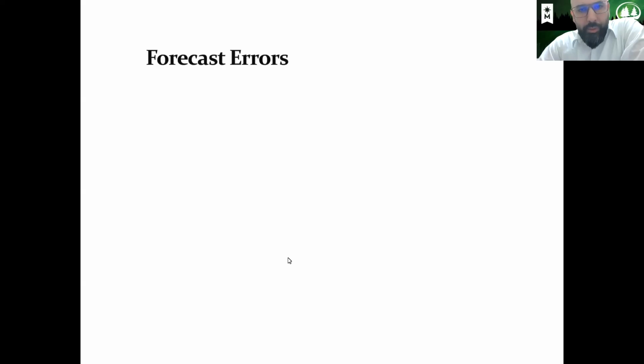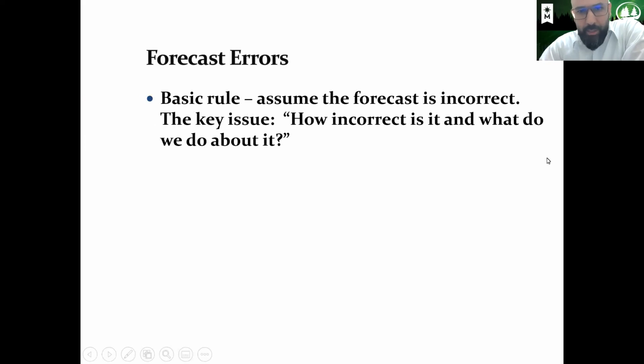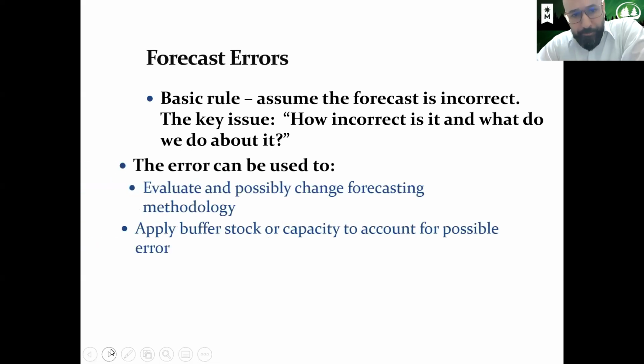Hi again, we're going to continue on this chapter, forecasting techniques, and we've reached forecasting errors. As we know, forecasting is not accurate, and this is just the basic rule that we assume. So yes, we understand that basic rule, it's not accurate. However, we need to correct that. So we ask ourselves this question: how incorrect is it and what should we do about it?